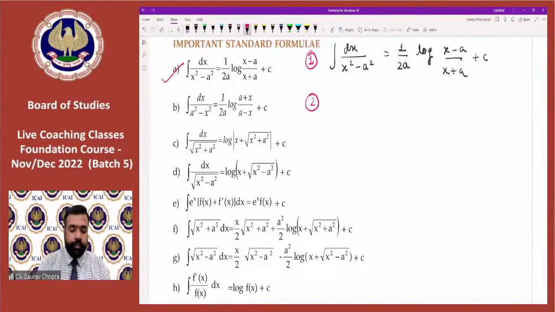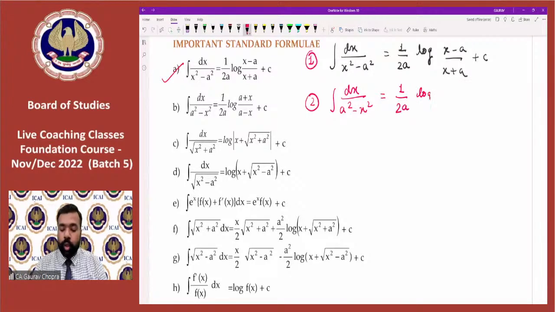Now the second one. The second one is just the reverse of this. dx divided by a square minus x square. So since it is similar, we will write 1 upon 2a. Log is there and a minus x is there. So we'll write a plus x divided by a minus x and then plus c. This is the second formula.